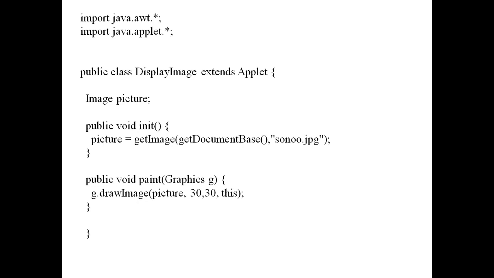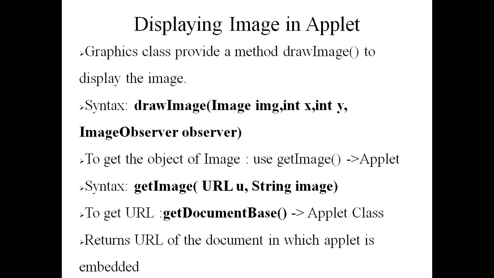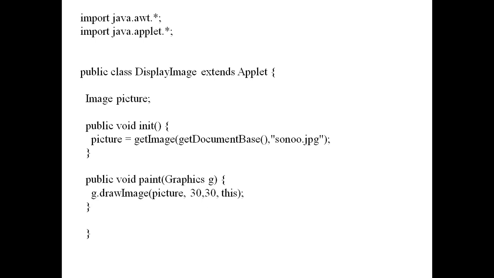So drawImage has got four parameters, as I said earlier: the object of Image, then X and Y, the position where the image has to be displayed, and the ImageObserver. The first parameter is picture, because picture is the object of Image. The position X, Y is mentioned here as 30, 30. That is the position where the image will be displayed. And for the object of ImageObserver, here it is put as this, because this always refers to the current object. So this is how you use the drawImage method for displaying the image in the body of the applet. You just have to know there is a method called drawImage in the Graphics class, which is used for displaying the image.